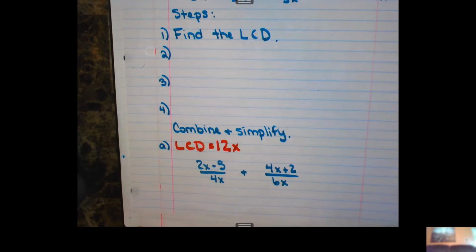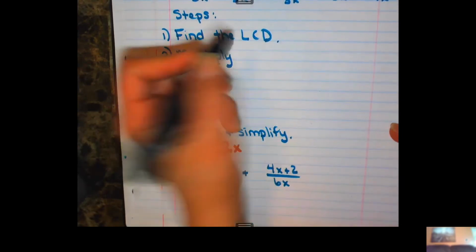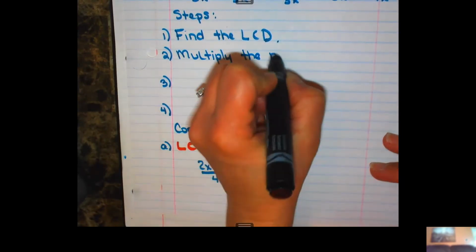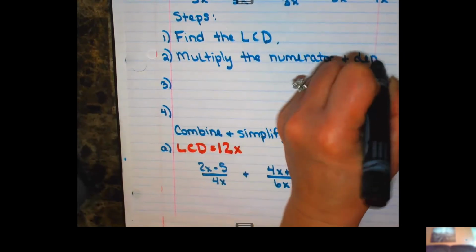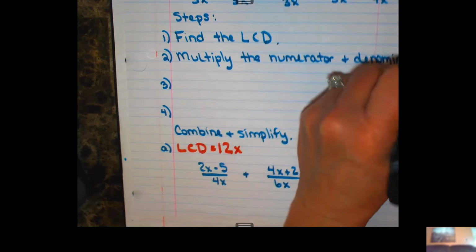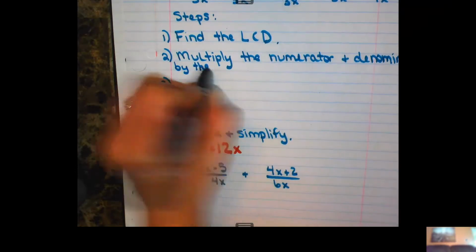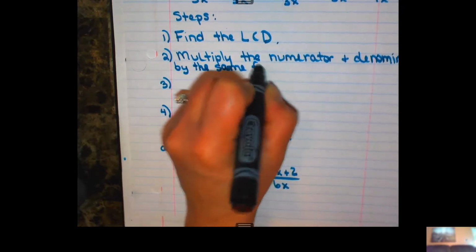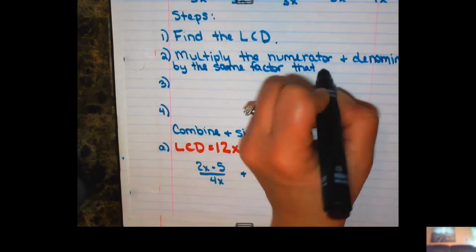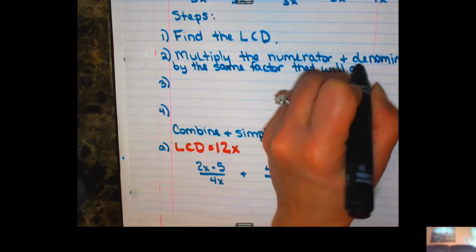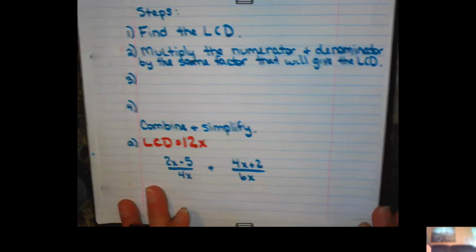Here is step 2. Can you write: multiply the numerator and denominator by the same factor that will give the LCD. And I'll explain that.